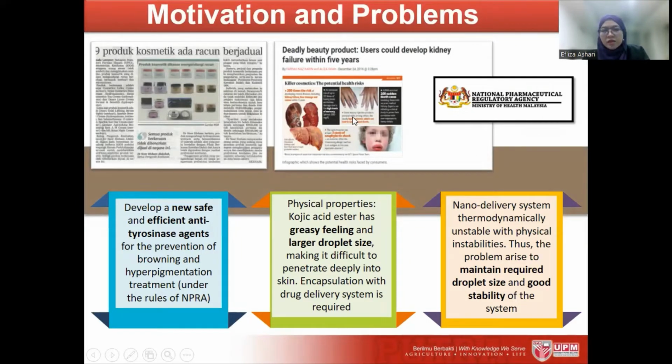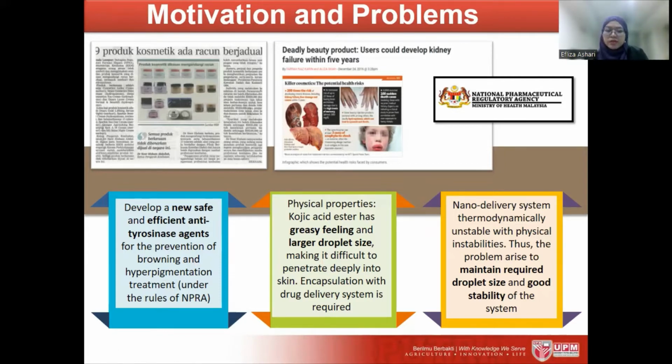So what was the motivation during this research work? As you can see here, nowadays so many local cosmetic products are not registered. The ingredients they use, mercury or hydroquinone, can be harmful to the consumer in the very long term. So we try to develop a new, safe, and efficient anti-tyrosinase agent for hyperpigmentation treatment under the rules of NPRA. The ingredient itself, kojic acid ester, has a greasy feeling and larger droplet size, making it difficult to penetrate deeply into the skin.